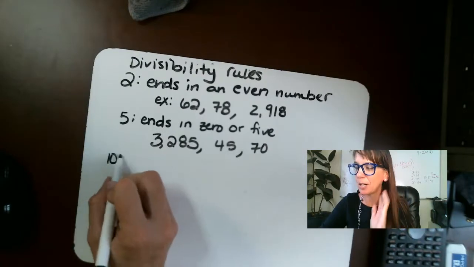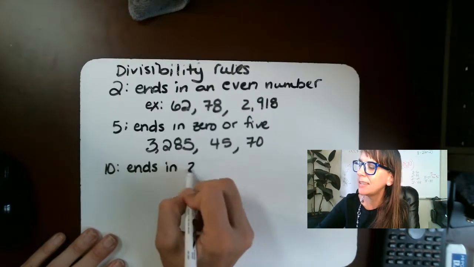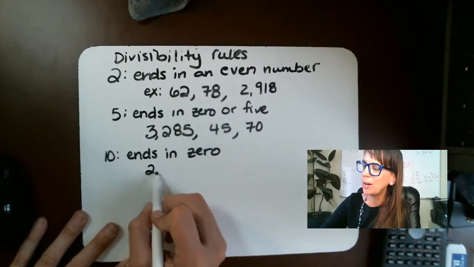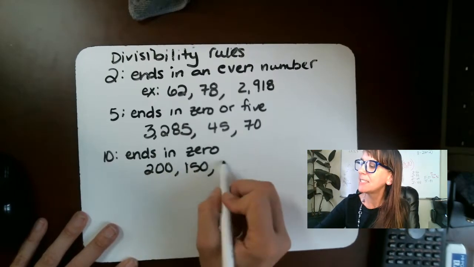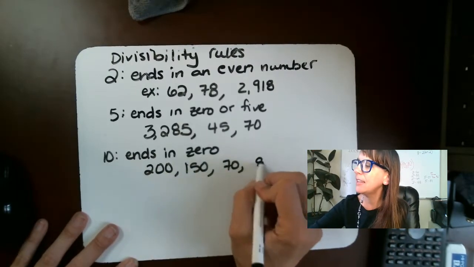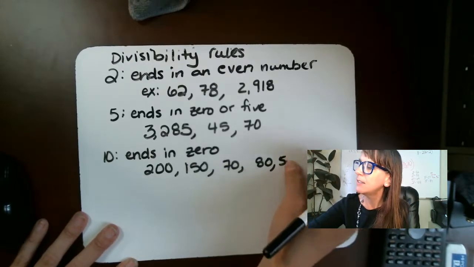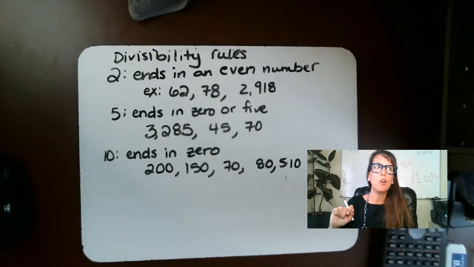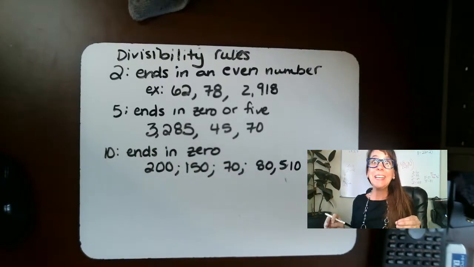For 10, we determined it ends in a 0. So things like 200, 150, 70, 80, 500. Any of those are all going to be divisible by 10. Okay, so 3 and 9.